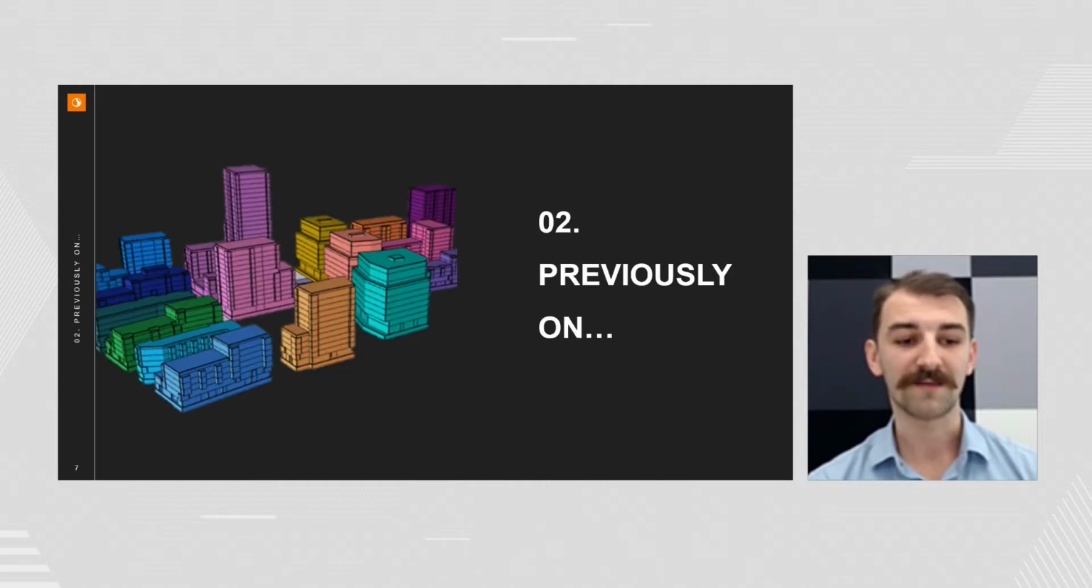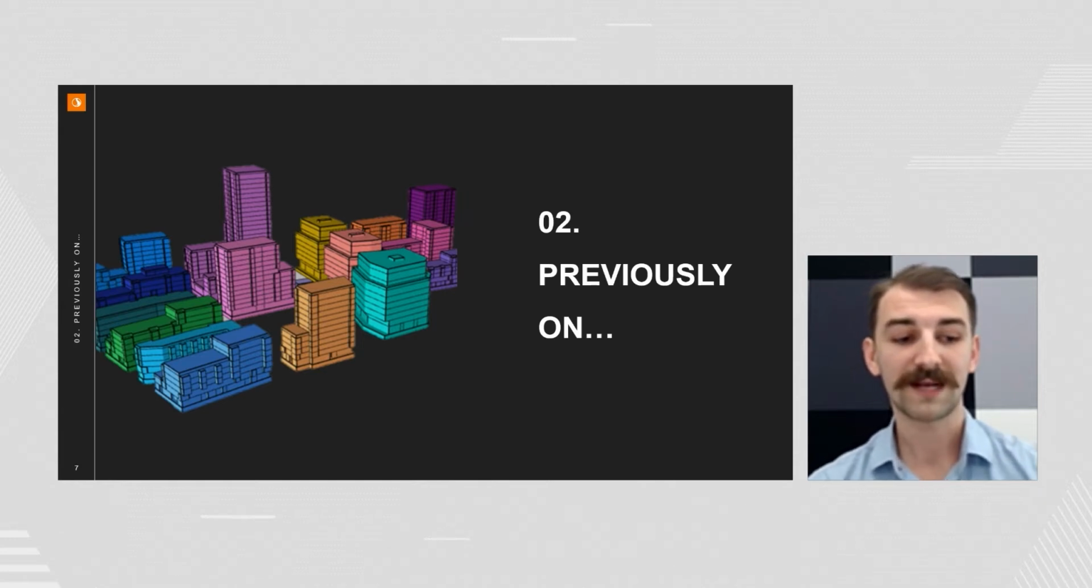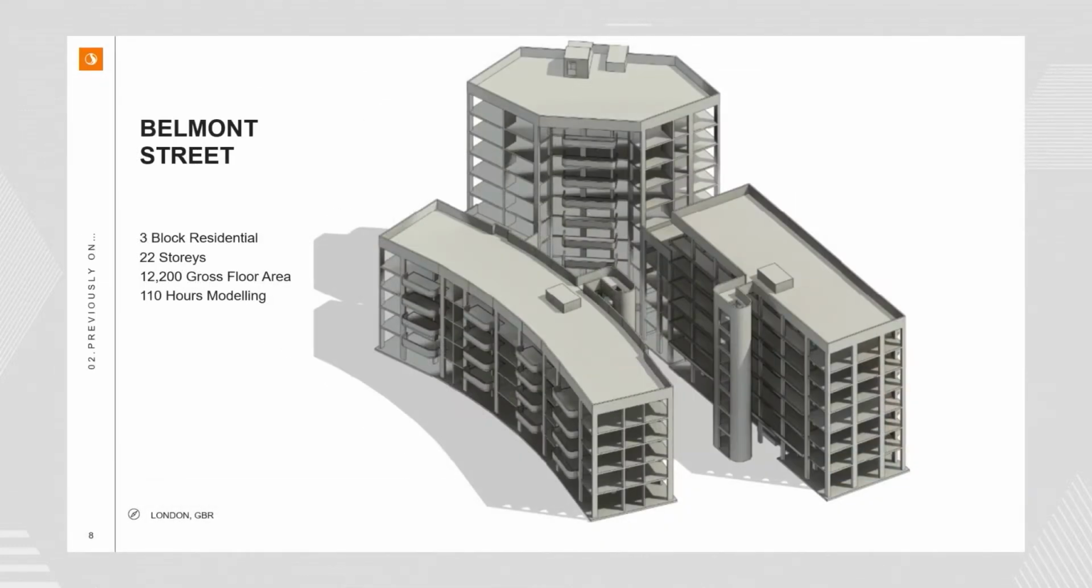Currently, the industry way of assessing embodied carbon goes a little something like this. We take a project, push all the way through to the detailed design stage, produce a Revit model for it, and then we put it through a program like One-Click LCA. In practice, this is what it looks like. This is Belmont Street. It's one of the London office projects, a 3-building residential block with a combined 22 stories of building and a gross internal area of 12,200 square meters, or 130,000 square feet in old money.